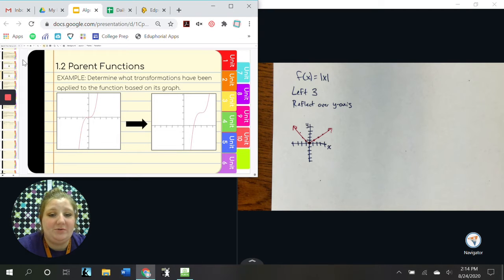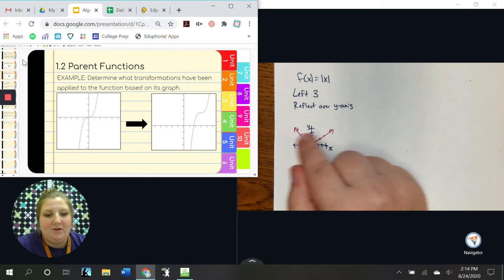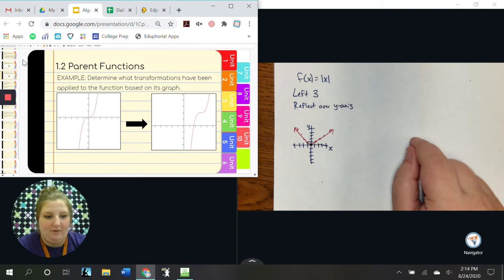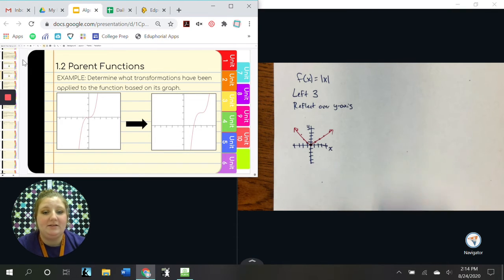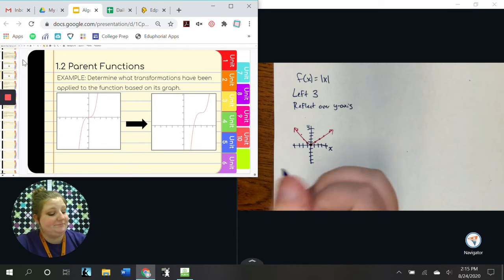So what we want to do is perform our transformations. To start off with the transformations, I am going to do all of them on the same grid and then draw my final copy off to the side. So first thing we're going to do is move left 3. And when I move left 3, I always like to pick a point on my graph and move that point to the left 3, rather than trying to figure out how to shift the entire graph.